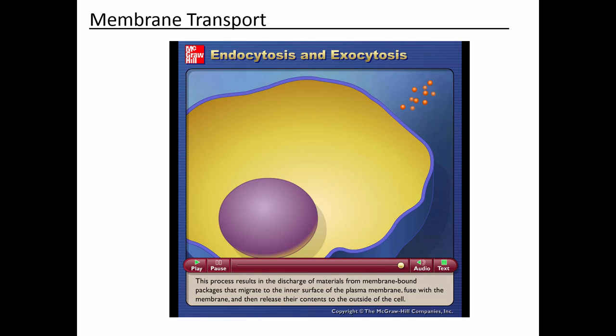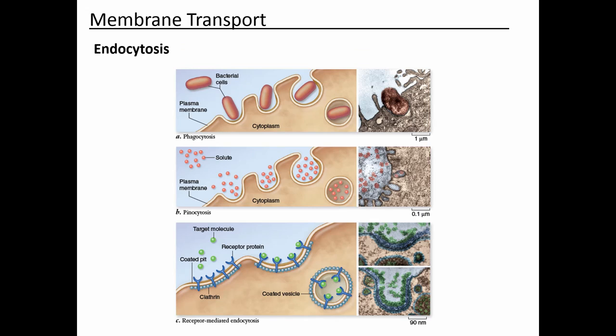Okay, so that described both endocytosis and exocytosis. It visually showed you how vesicles are going to be involved in both. So I'll describe endocytosis again, talk about the three types, and then talk about exocytosis.